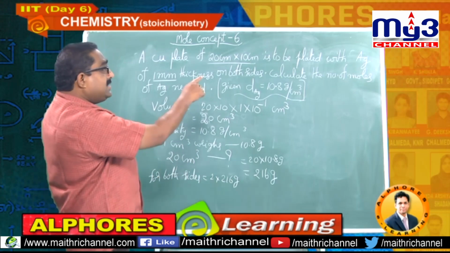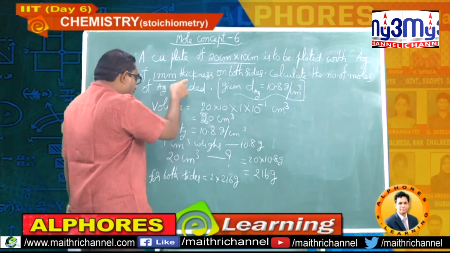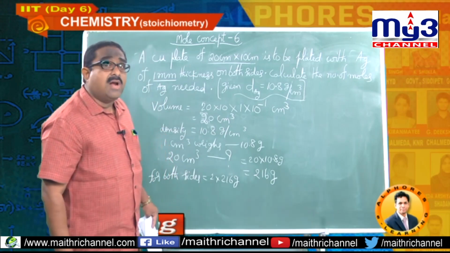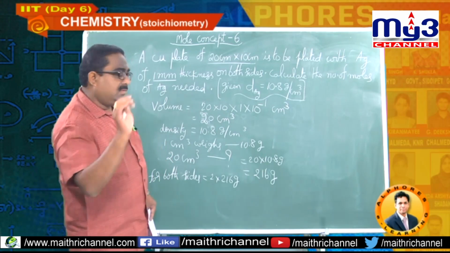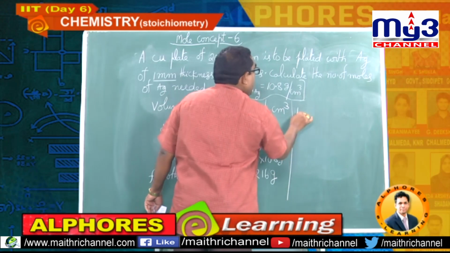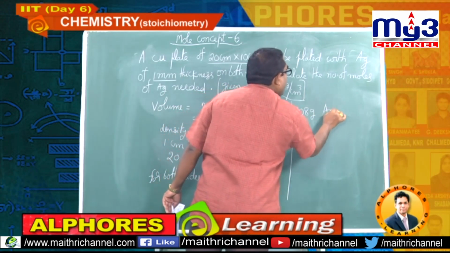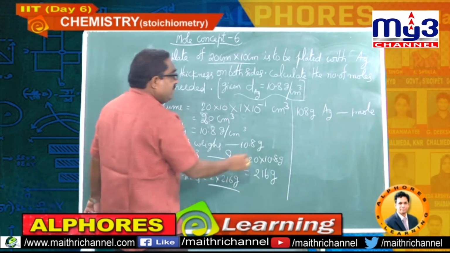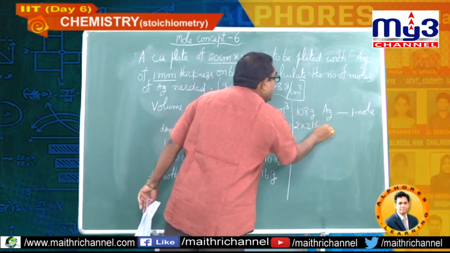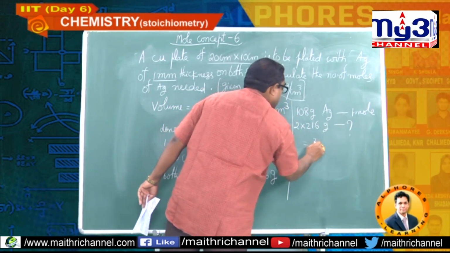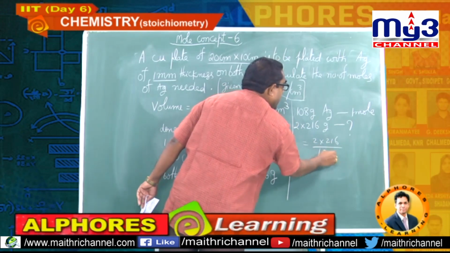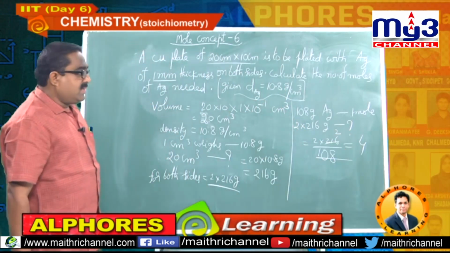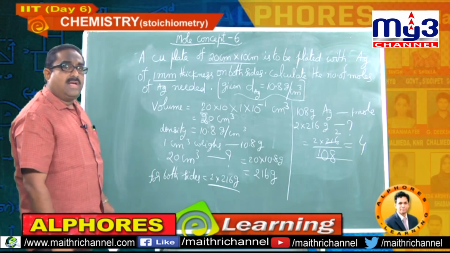And now he is asking you to calculate moles but not mass of silver. We know atomic mass of silver is 108, nothing but 1 mole. So I am writing that data. 108 grams of silver is nothing but 1 mole. But here how much is needed for us? 2 into 216 grams mean how much? That is 2 into 216 divided by 108. That exactly you will get it as 4. So our answer is 4. 4 moles of silver is needed.